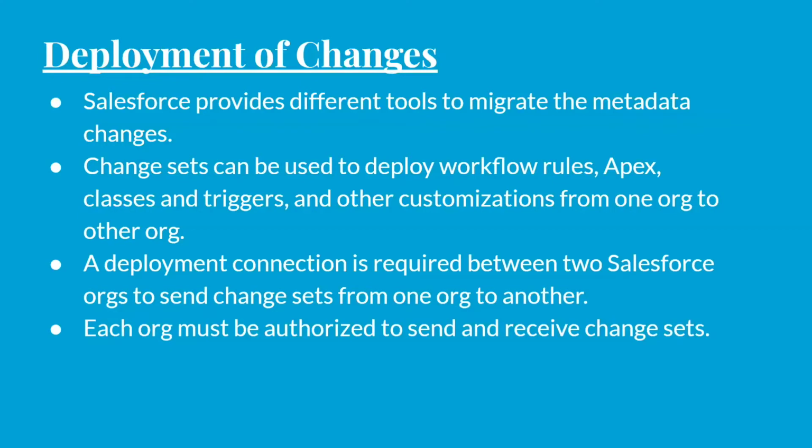Suppose there are 2 sandboxes but they are not connected to each other, they are only connected to the production org, then you can only send data from production to the sandbox. Data, I mean the changes, the change sets, you can send from production org to the sandbox or sandbox to the production. But if those 2 sandboxes are not connected with each other, then you cannot send the changes in between those 2 orgs. So this is the thing which needs to be taken care of while deploying the changes.